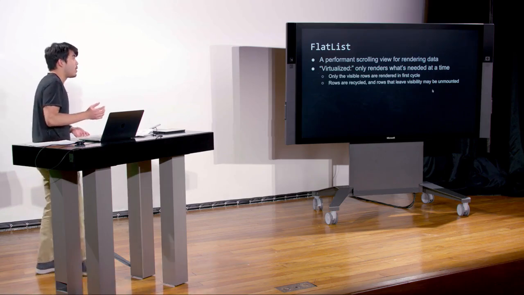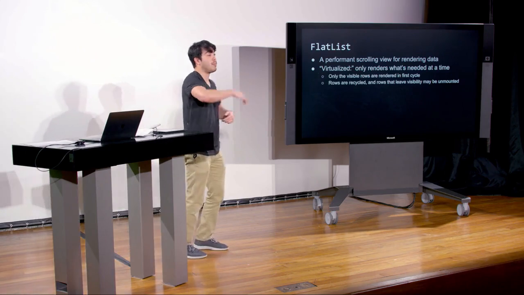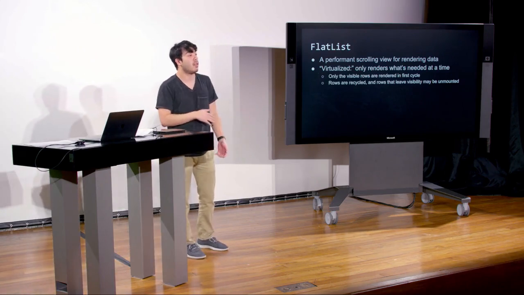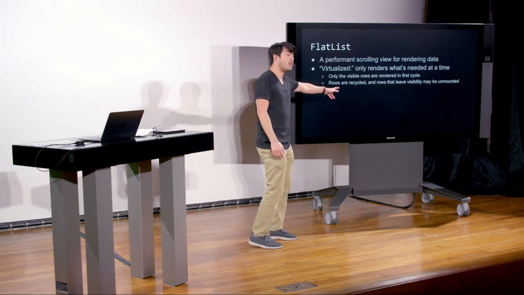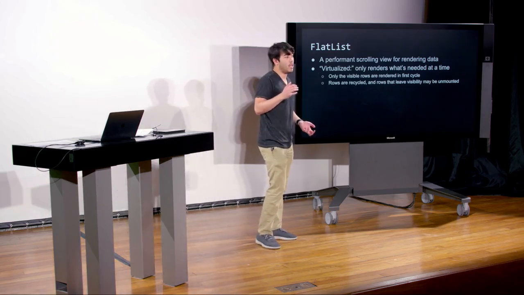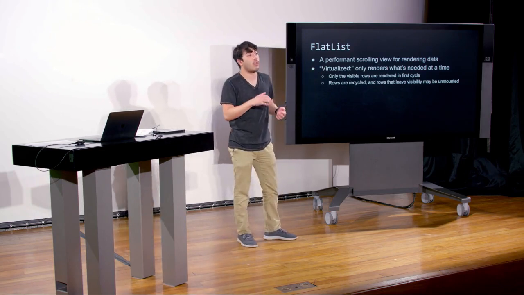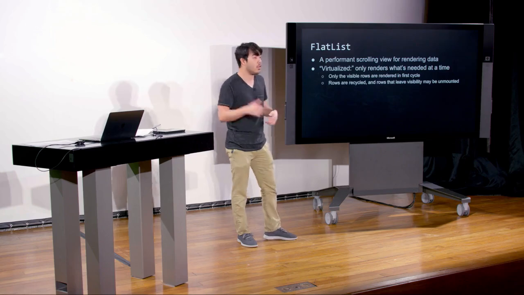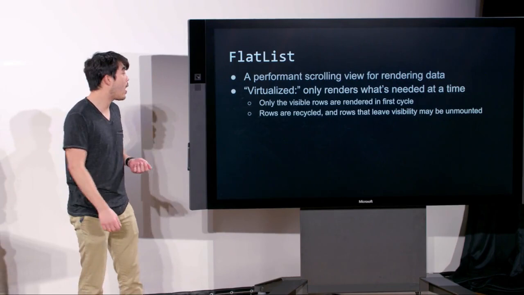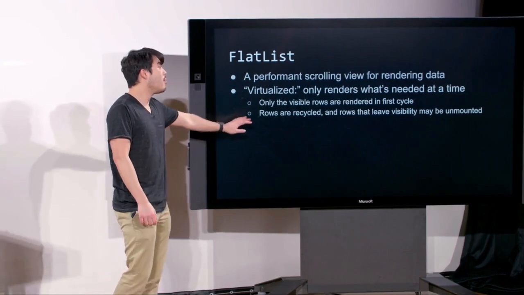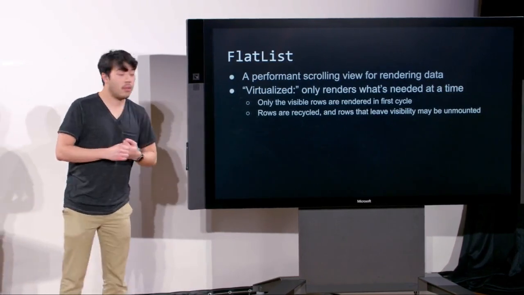And what this means is, as you scroll down, what used to be at the top might actually just be recycled. It might be used again in some lower cell, which means that any rows that leave visibility might be unmounted. So if you're maintaining component state in each of those, you have to figure out some sort of way to maintain that outside of the component itself. And in a future lecture, we'll talk about some data handling libraries that allow you to do that. But for now, just avoid using any component state in these rows.